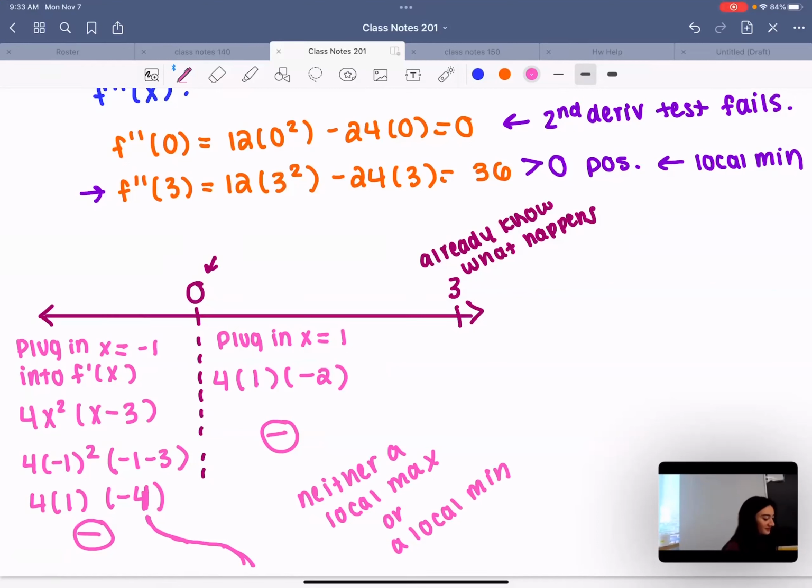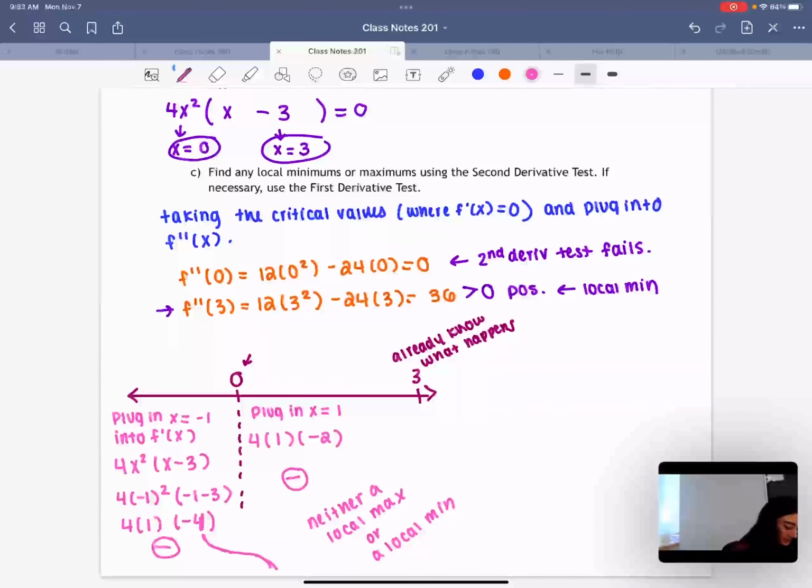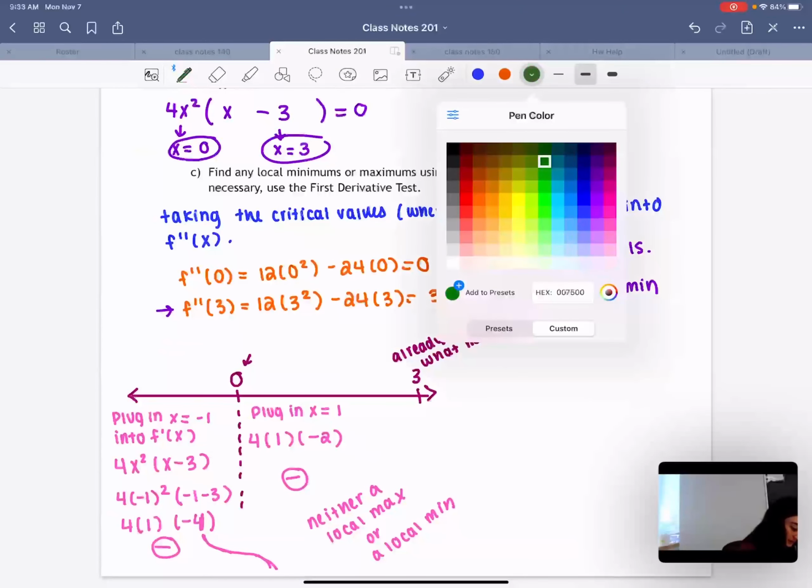I guess we'll figure that out a little bit later, will we? But that's a good thing to think about. Okay, so nothing happens at x equals 0. We already know that there's a local min at 3. Let's figure out how we're going to write out our answer. Okay, so how do we say our answer? Let's write this in green.